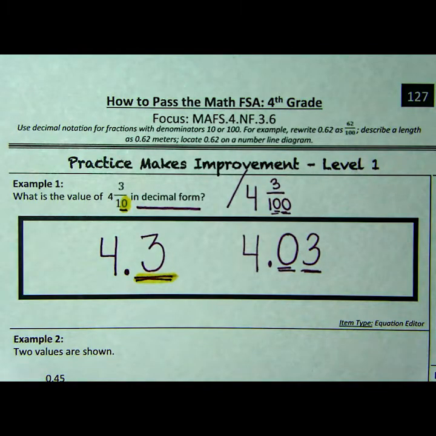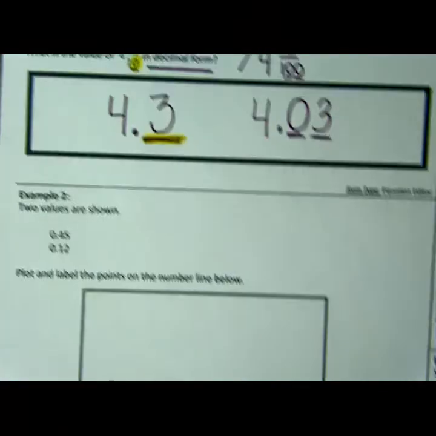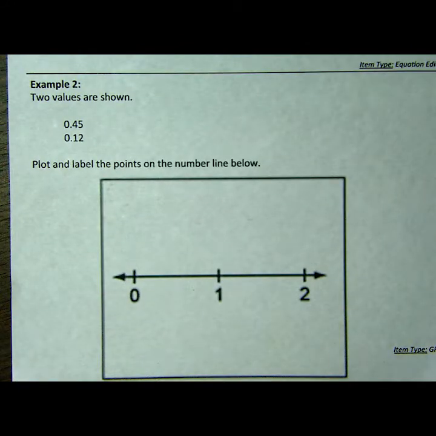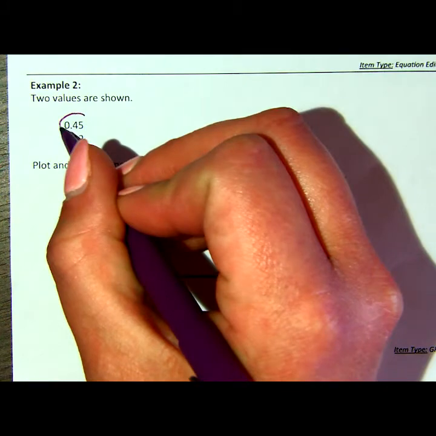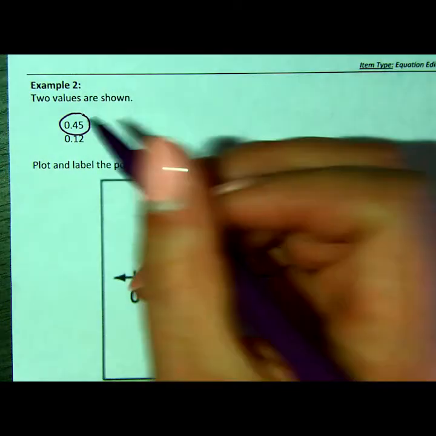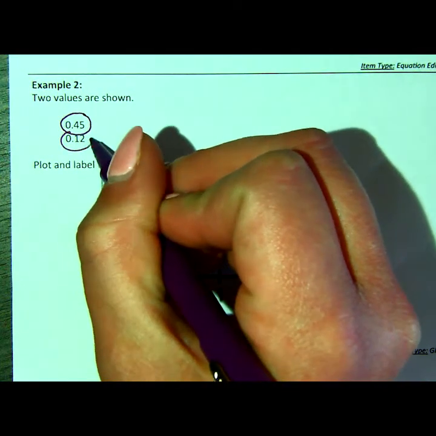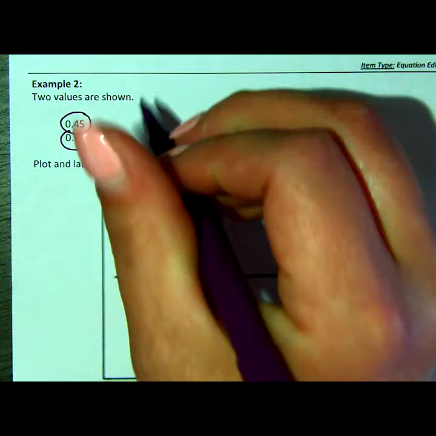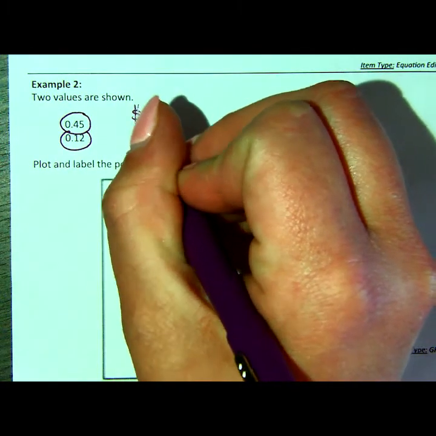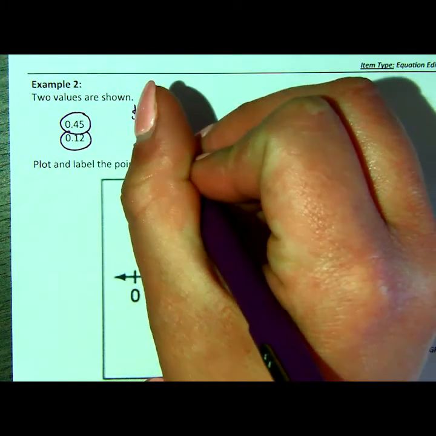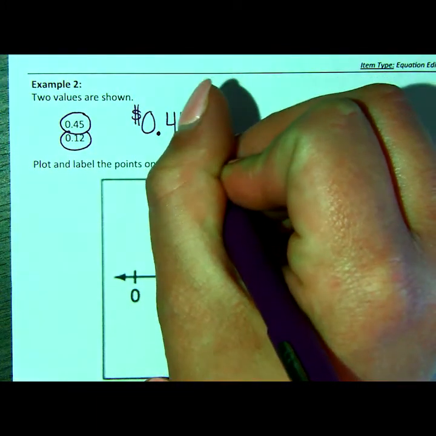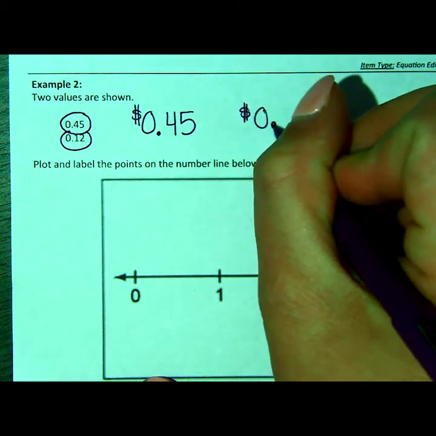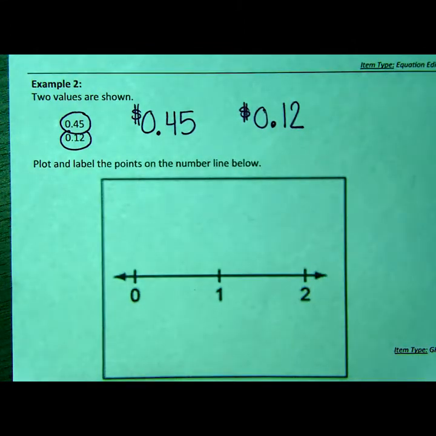Let's look at example number 2. So we have 2 values that are shown, and we would read this decimal as 45 hundredths, and then we would read this one as 12 hundredths. So I told you guys to think of that as money, right? To think in your brain money and think of that as like 45 cents. And then think of this one as 12 cents, so 12 hundredths, right?